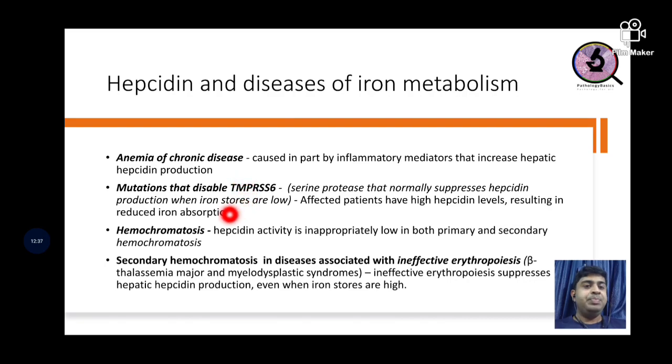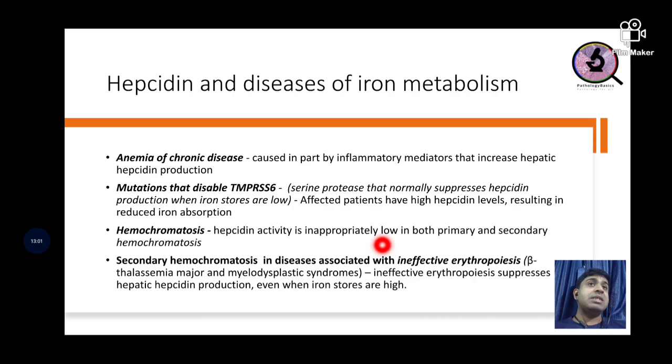Hemochromatosis is a condition in which hepcidin activity is inappropriately low, right? And secondary hemochromatosis is seen in diseases with ineffective erythropoiesis. Ineffective erythropoiesis suppresses hepatic hepcidin production even when iron stores are high. These are all the diseases. We'll see them in detail later on.